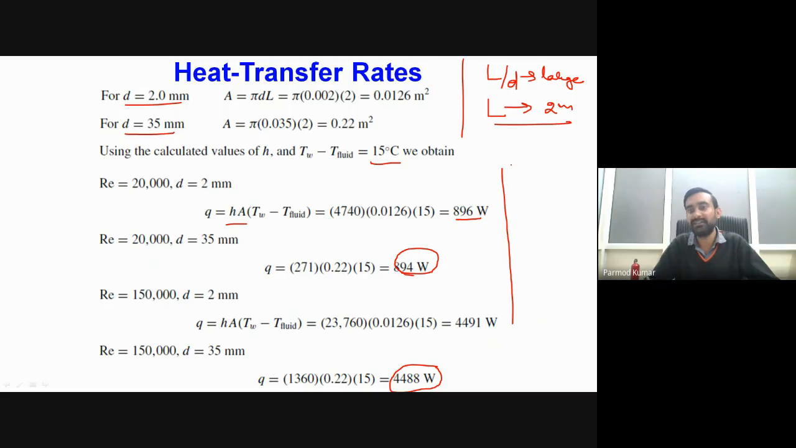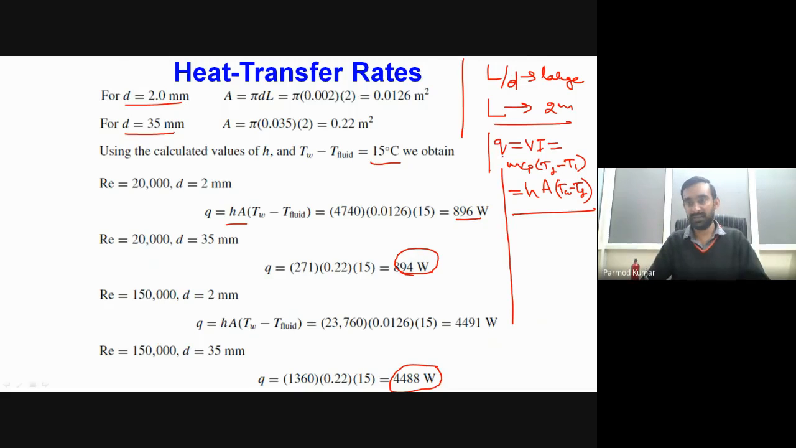Okay, because if we consider that we have a perfectly insulated situation, in that case what will be happening? Q will be equal to V into I, that will be equal to m Cp into T2 minus T1, and that will once again be equal to h times area into T wall minus T fluid. Okay, so all these different conditions should be satisfied if we have perfect insulation and complete energy balance.